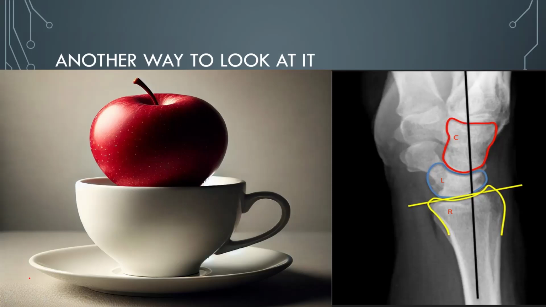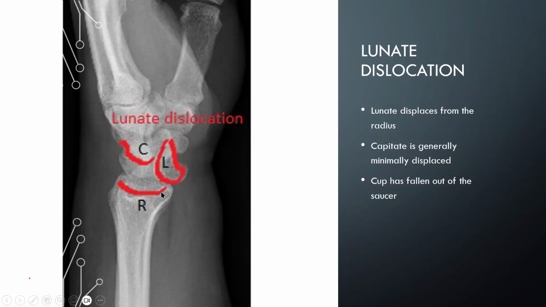Now, the most common thing to happen is for the cup just to fall out on its own, but it does happen that the apple and the cup fall out together. But generally, a lunate dislocation happens when the lunate is no longer in contact with the distal part of the radius. In other words, the cup is no longer in contact with the saucer. So this is our lunate bone that's sitting over there, and we can see it's no longer in contact with the saucer.